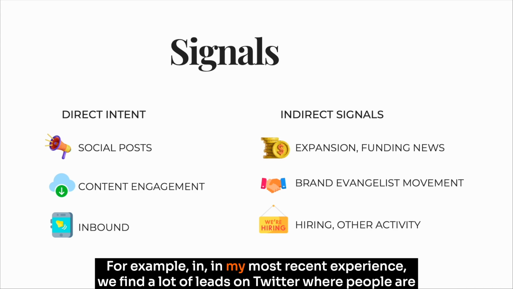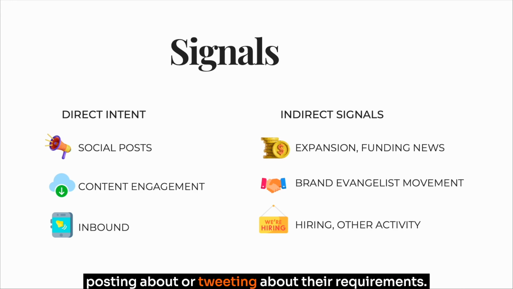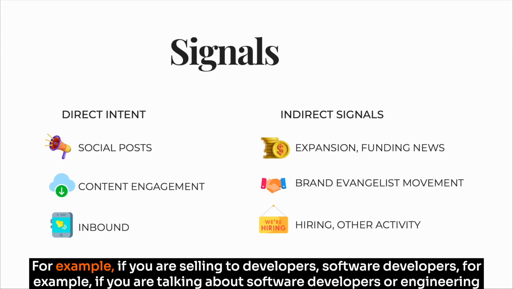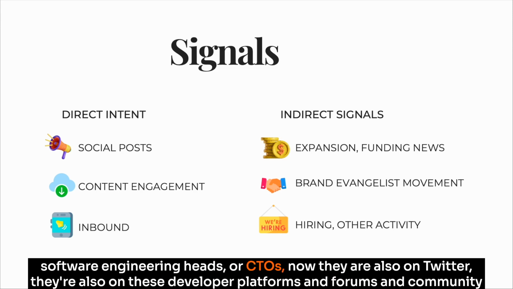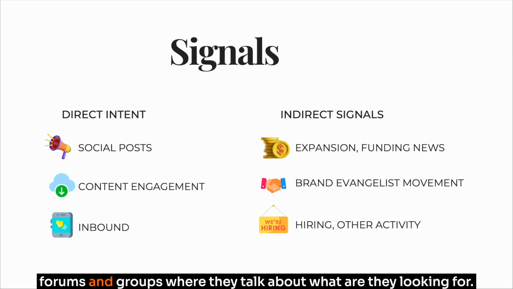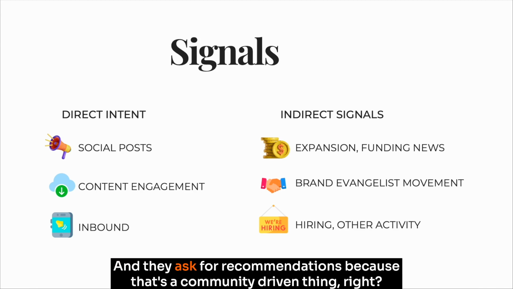For example, in my most recent experience, we find a lot of leads on Twitter where people are posting about or tweeting about their requirements. For example, if you're selling to developers, software developers, or software engineering heads or CTOs, they are also on Twitter, they're also on these developer platforms and forums and community forums and groups where they talk about what they are looking for, and they ask for recommendations because that's a community driven thing, right?